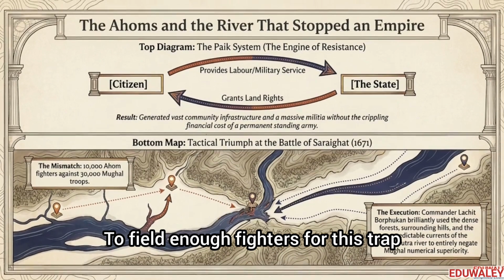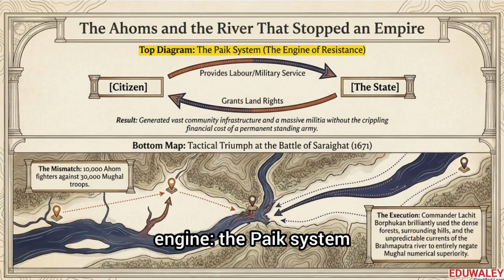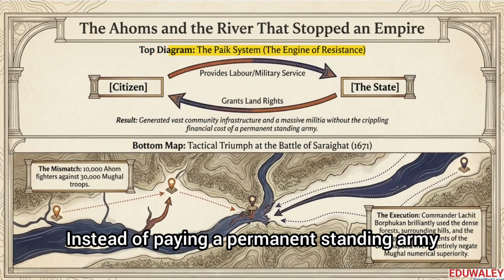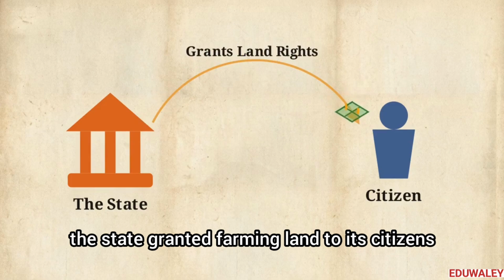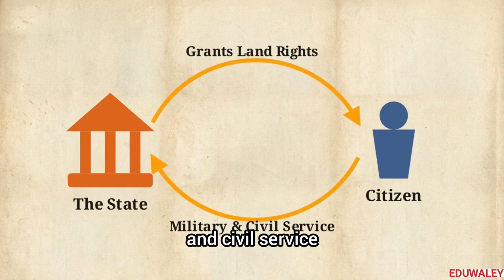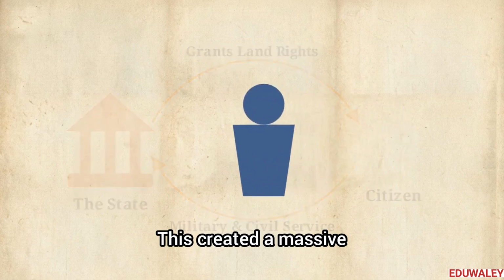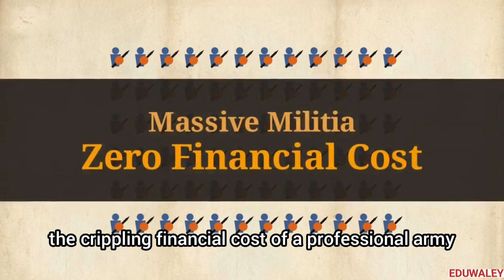To field enough fighters for this trap, the Ahoms relied on a unique administrative engine, the pike system. Instead of paying a permanent standing army, the state granted farming land to its citizens. In exchange, those citizens provided a rotating cycle of military and civil service. This created a massive, highly motivated militia overnight, without the crippling financial cost of a professional army.